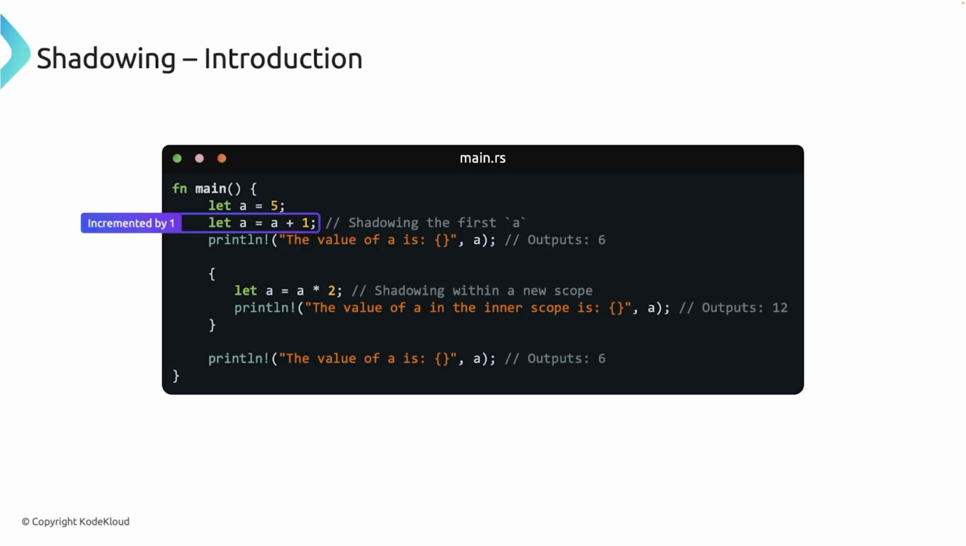In this example, the variable a is shadowed twice. First, it's incremented by 1, and then within an inner scope, it's multiplied by 2. When the inner scope ends, a returns to its previous value, which is 6.